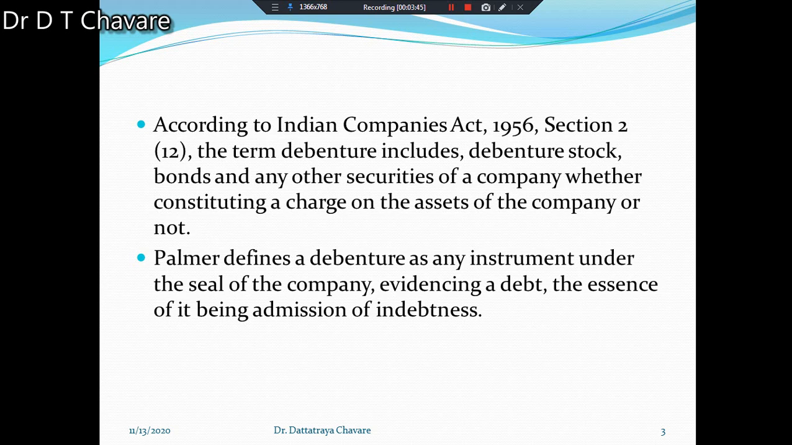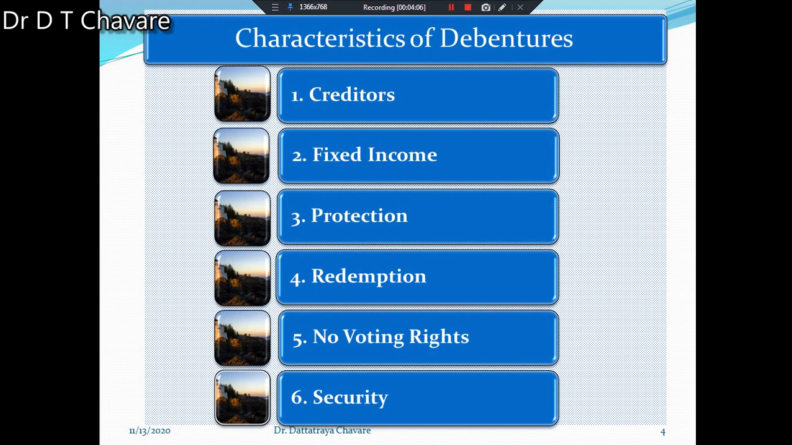And as per this definition of Palmer, the debenture is any instrument under the seal of the company evidencing a debt, the essence of it being admission of the indebtedness. That is also the meaning of debenture, and that type of definition is given by Palmer.